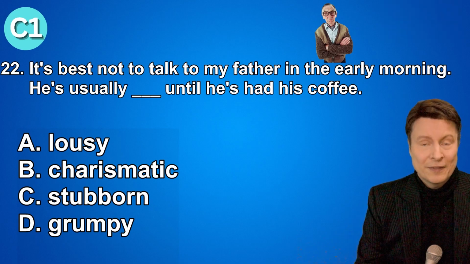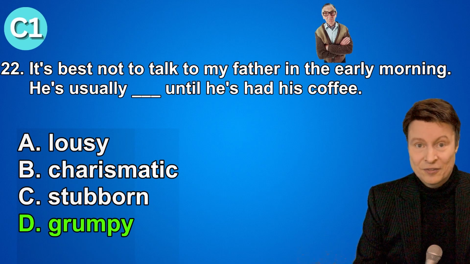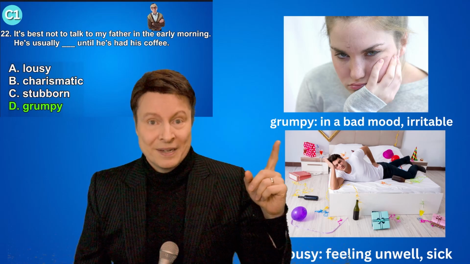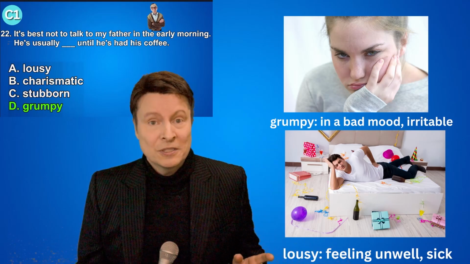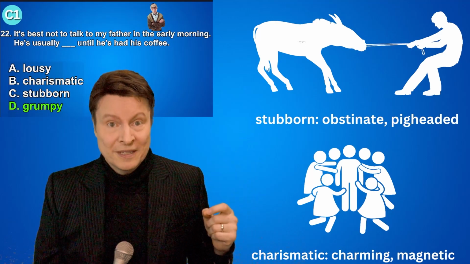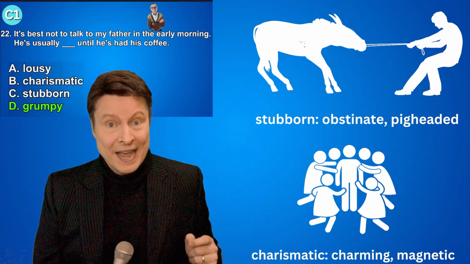And if you thought that the answer was D, grumpy, that is correct. So just to remember, grumpy means to be in a bad mood, irritable. Lousy means feeling unwell or sick. Stubborn means obstinate or pig-headed. Charismatic means charming or magnetic.